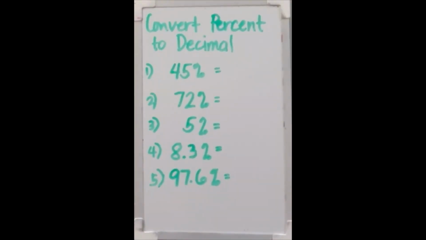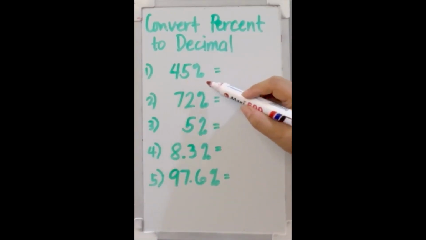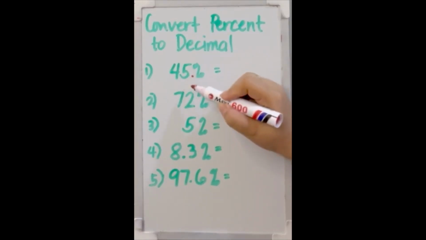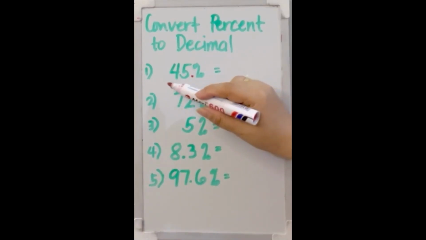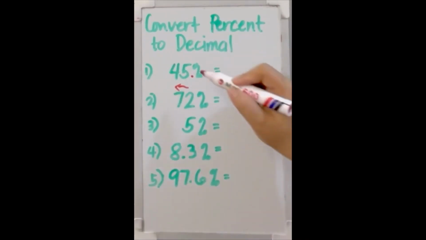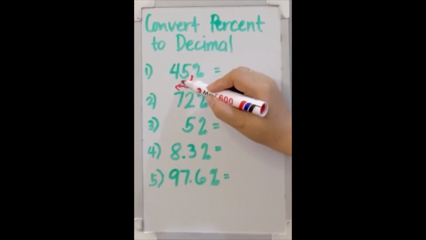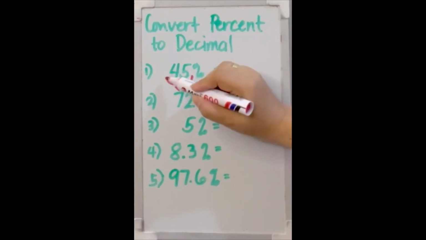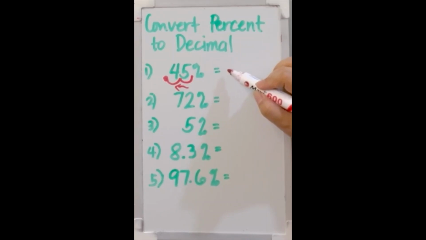This time we'll be converting percent to decimals. Let's look at the first example, 45%. To convert this percent to decimal, we will be moving this point here to the left 2 places. So from here, we will move 1, 2. And the point will now be seen here. So this will become, from 45%, this is now 0.45. So from percent, it was converted to decimals.